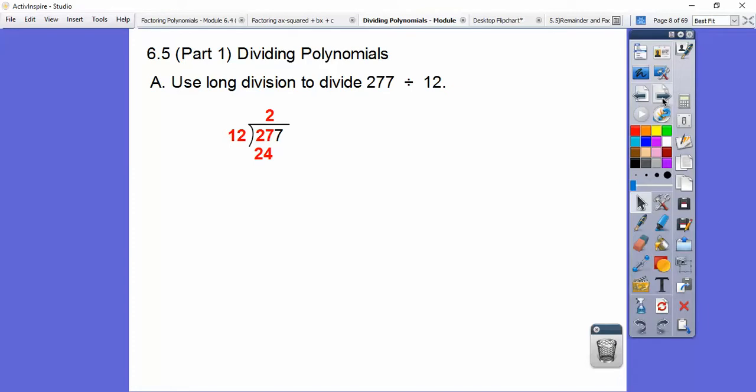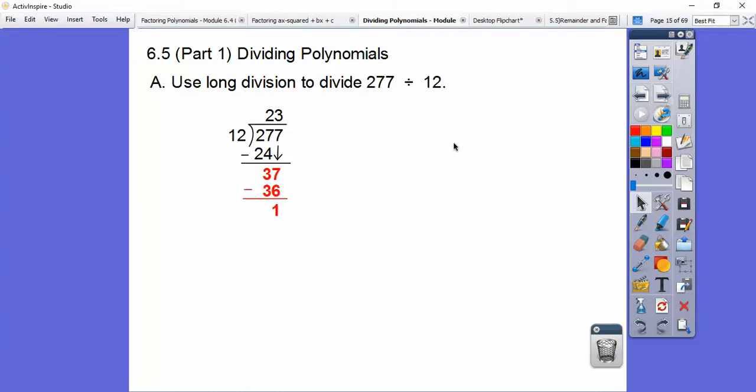Okay, and then what do we do, you guys? Okay, then we subtract, okay? And then when we subtract, we get 3. What's next? Okay, we slide down the next number. Now doing polynomials, we do the exact same procedure, okay? And then we do it again. 12 goes into 37 3 times, and 12 times 3 is 36, and then we subtract.